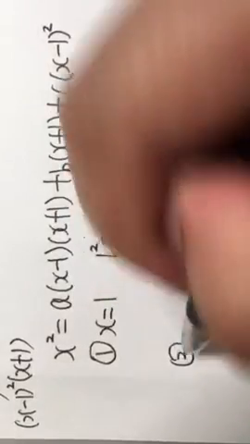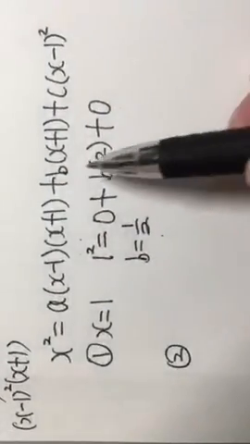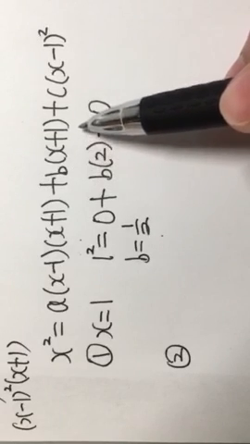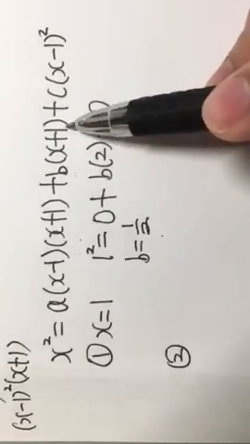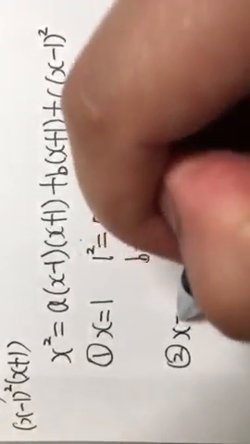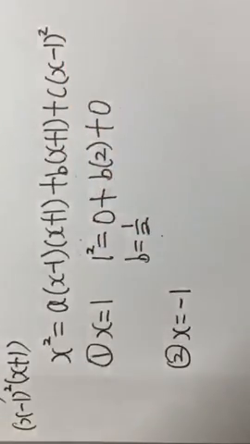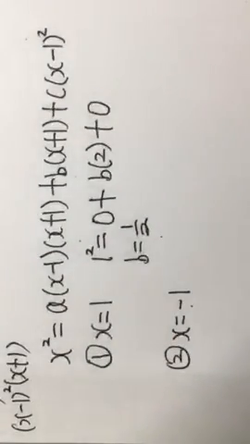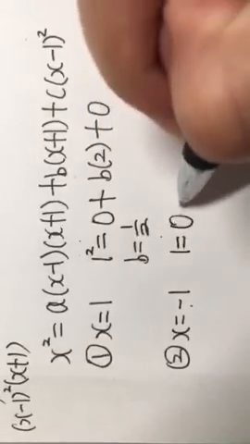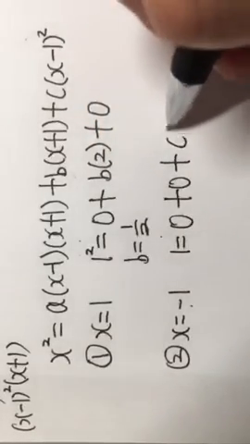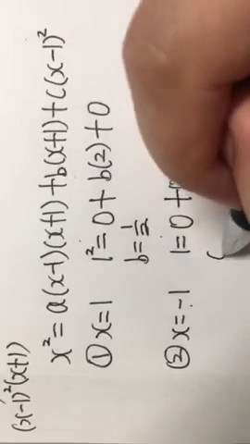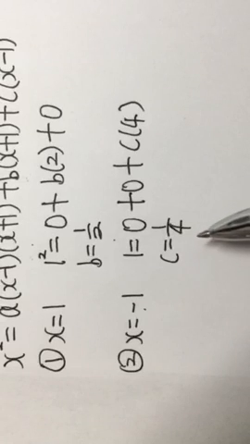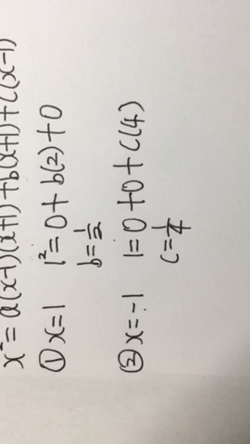And in the second part, we find a number to substitute into B times x plus 1. This part will equal 0. So x equals negative 1. And I plug this number again into the function. Then we find out C equals 1 over 4.